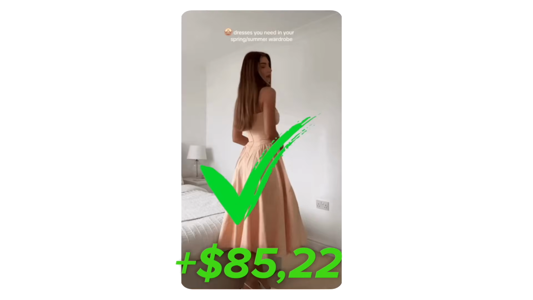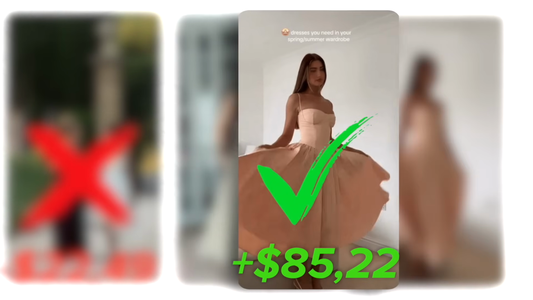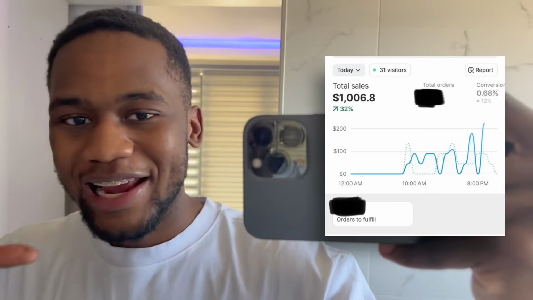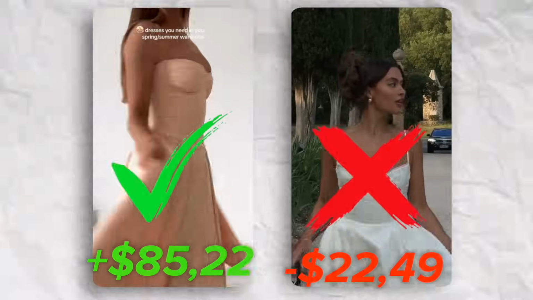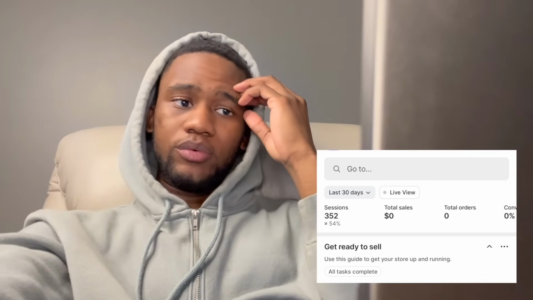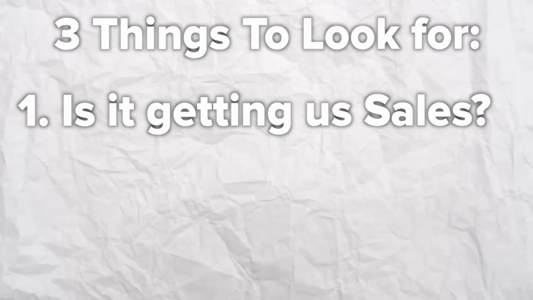Because yeah, we might have 3 different ads, but that doesn't mean that they're all going to work. Some ads are gonna be good and get us some sales, and some ads are gonna be garbage and make us lose money. And so how do we know if an ad is gonna be good or not, if it's gonna get us results or not? Well, that can be broken down to 3 things. Number 1, is the ad getting us sales or conversion? Boys, we just got our first sale. If the ad is getting us sales, then it is a good ad.